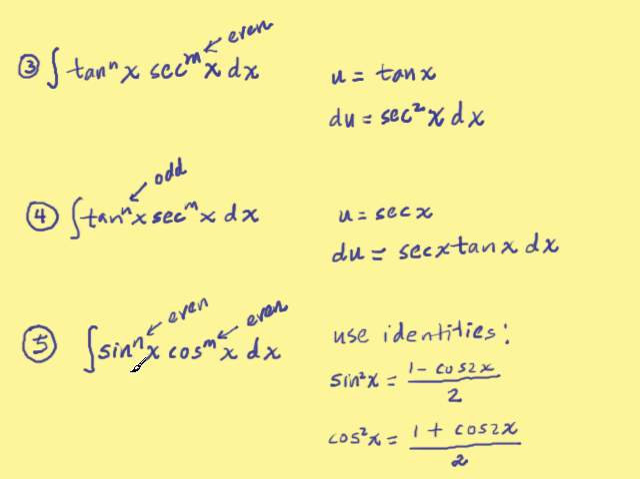And finally, if sine and cosine are both even, we use these identities to reduce the degree. So we go down from a sine squared to cosine of 2x, for example. All right, so anyway, we'll see an example of this in the practice problems.